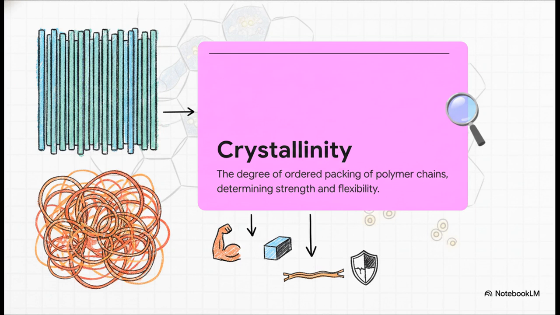If they are packed super tightly in a highly ordered way, you have high crystallinity. That gives you a rigid, strong, chemically resistant material. But if the chains look like a tangled bowl of spaghetti, which we call amorphous, you get something highly flexible and impact-resistant, kind of like a rubber band.